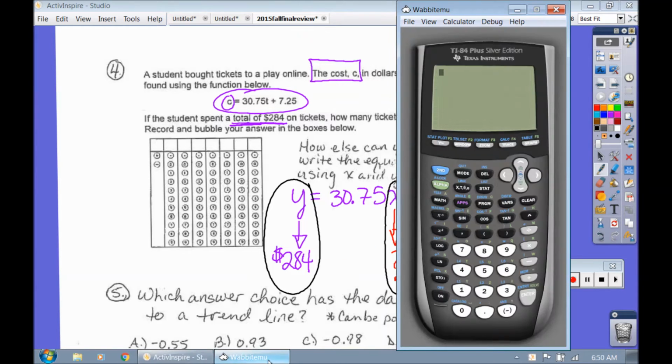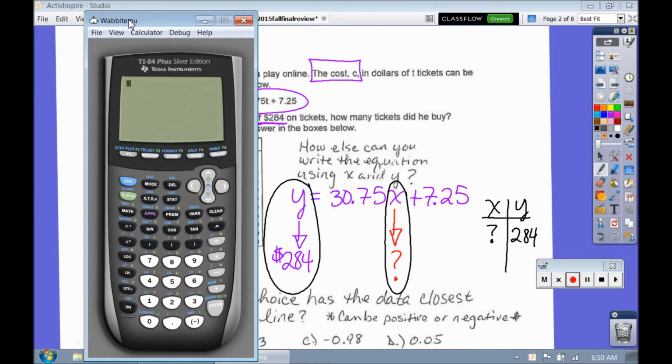Well, the cool thing about using the calculator again is once it's in y equals, we can actually put this in the y equals part of the calculator, and then we're going to go to the table and see if we can find the missing part. So let's plug in what we've highlighted there in y equals. So we'll just type this in our calculator.